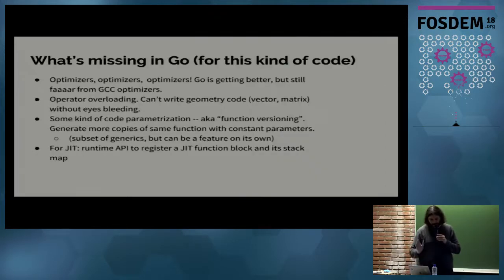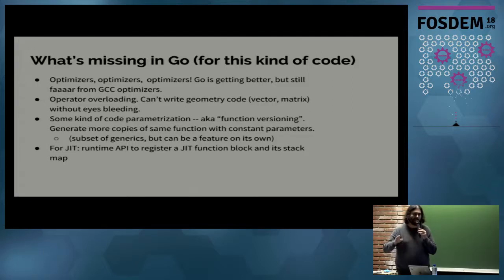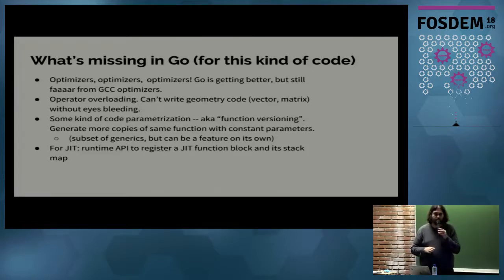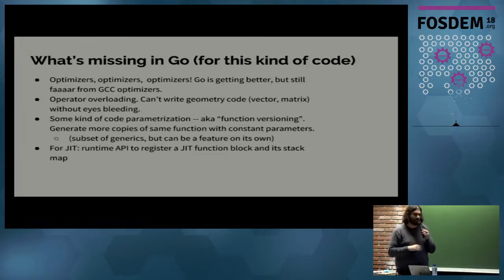So at the end of this experience, what is missing in Go for this kind of project? More optimizations, because it's still not what I can get with C++. If this was written in C++, it would be faster. Operator overloading is very useful for geometric code, because you have vectors and matrices and you want classes with operator overloading. Otherwise, your code looks bad.